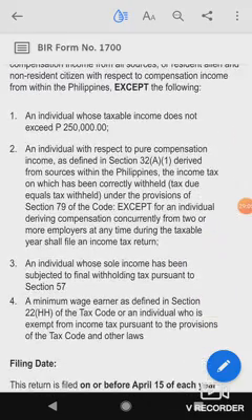Number 2, exempted: an individual with respect to pure compensation income as defined in Section 32, derived from sources within the Philippines, the income tax on which has been correctly withheld, tax due equals tax withheld under the provision of Section 79 of this code, except for an individual deriving compensation concurrently from 2 or more employers at any time during the taxable year, who shall be obligated to file a personal income tax return.